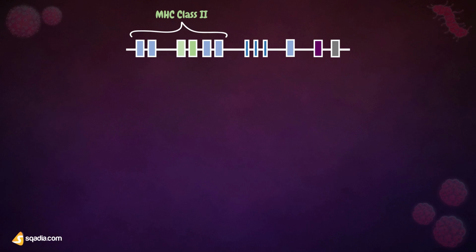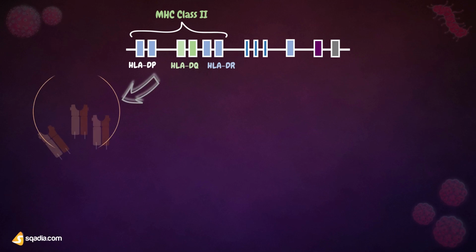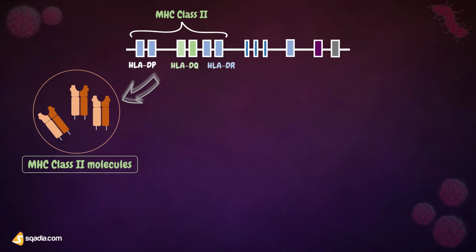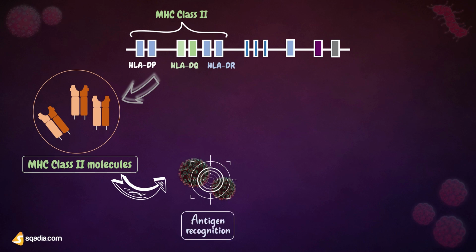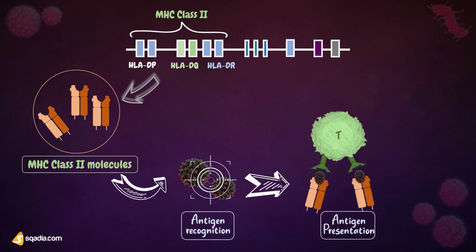The three main gene segments for MHC Class II are HLA-DR, HLA-DP, and HLA-DQ. And the protein products of these regions are called MHC Class II molecules. These molecules are known for their role in antigen recognition, just like MHC Class I molecules. And once they recognize the antigen, they present it to the respective subset of T cells. That's exactly similar to MHC Class I molecules.